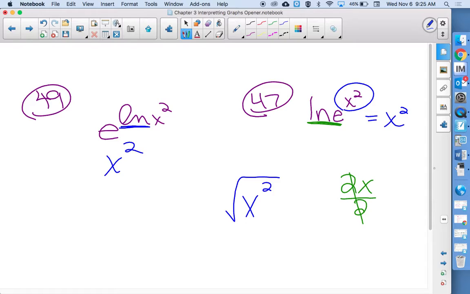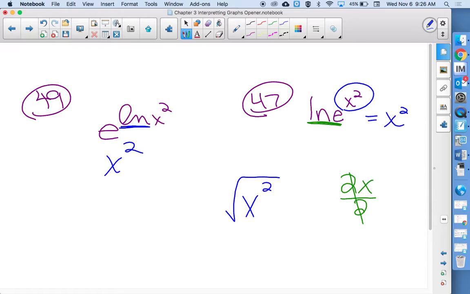It's more of just a property or an identity, we could call it. So inverses cancel each other out. Anytime you have the natural log and the e together, whether the e is raised to the natural log or the natural log of e raised to an exponent, they cancel.